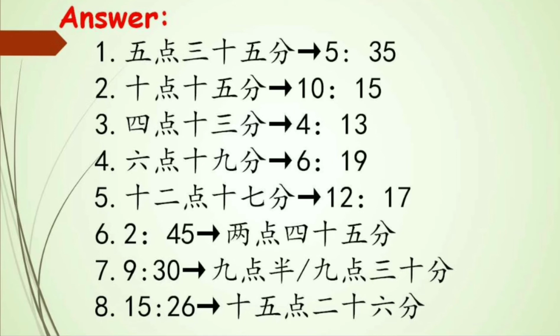Okay, number 7. 9 o'clock 30. There are two expression ways. We can say 30分, but in this unit we will learn another word, one single word: 半, which just means 30 minutes. So this question has two answers: 9点半 or 9点30分. Next one, 15点26分. So you see, it's not hard.